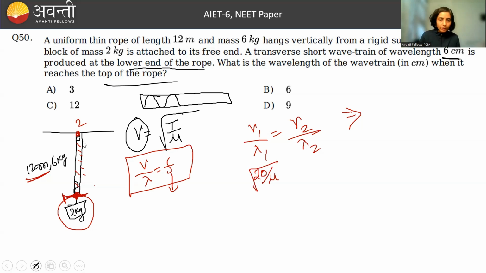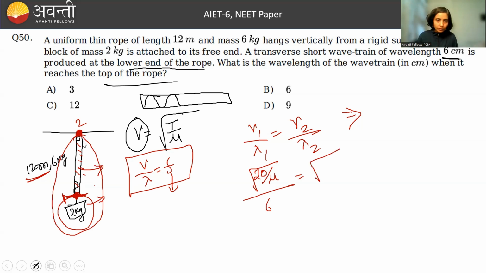So this is V1, and lambda 1 value is given as 6 centimeter. V2 will become equal to how much? Here tension will be how much? Below point 2, how much mass is there? 2 kg and 6 kg, so 8 kg of mass is there. So the weight of 8 kg mass will be equal to the tension at point 2. So right here, root of 80 by mu, and this corresponds to lambda 2. Mu will get cancelled. This is root 20 and this is root 80.